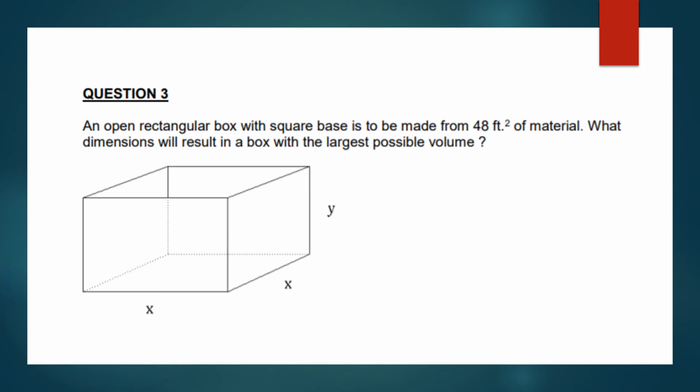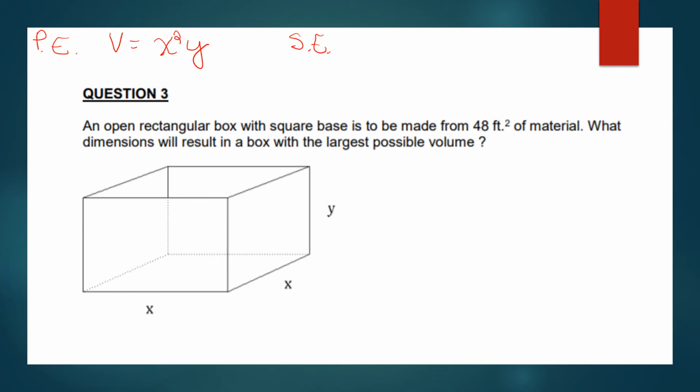Well, the first thing we have to do is write the equation for the volume. So the volume of this box, because that's going to be our primary equation, is going to equal x squared y, because the volume is length times width times height. And since my bases are the same, that's my primary equation. All right, what about my secondary equation? What piece of information can I use to write my secondary equation?